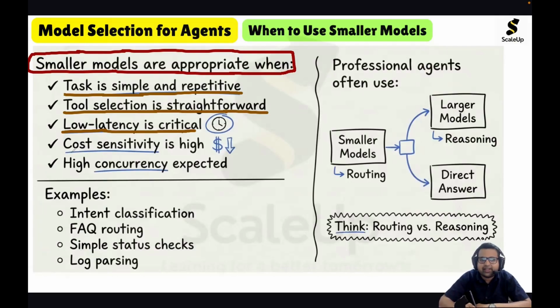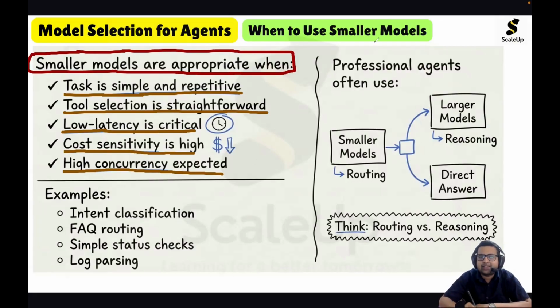Cost sensitivity is high. If you are running out of budget, or you don't want to spend more, you can consider smaller models. And high concurrency is expected. So if you want high concurrency, you can go for smaller models.